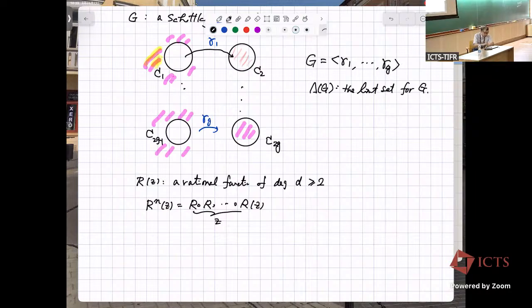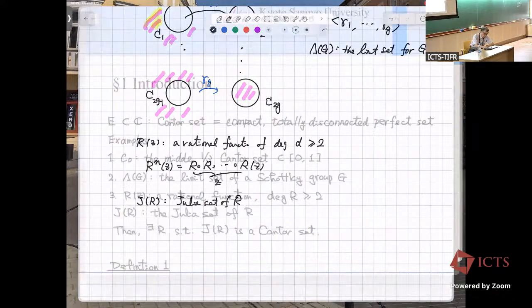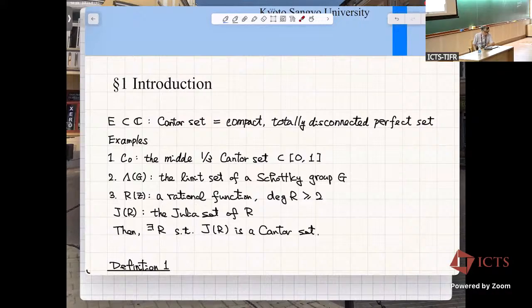The Julia set of R sometimes becomes a Cantor set, but not always. So here we consider a rational function of degree d, in the case where the Julia set is a Cantor set.